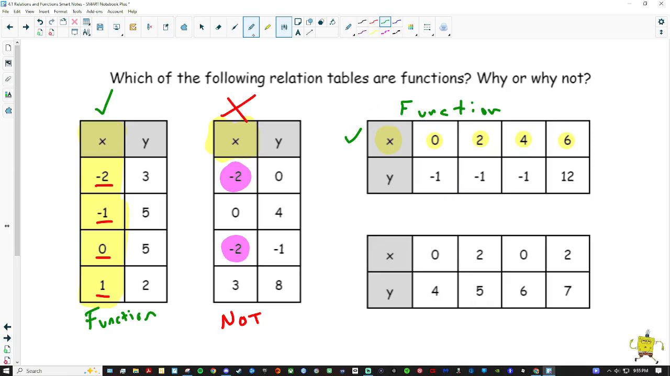Last one, only looking at my x values. Now, when I look through this, I see a big no-no. I see 2 zeros, and I see 2 2s. Our x value repeats 2 different times. There's 2 zeros, 2 2s. That is an instant fail. That means this last one is not a function. And that is how you tell if a table is a function. You only look at your x values.